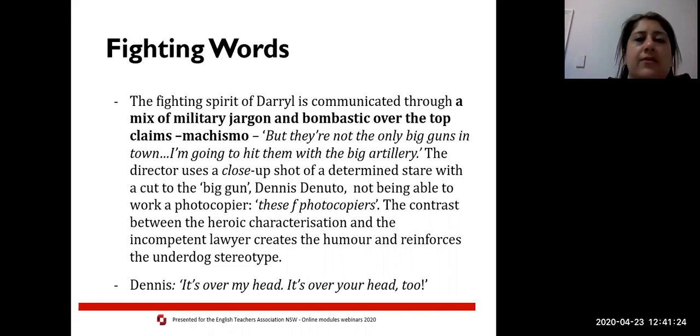Dennis, however, remains rightly realistic. It's over my head, it's over your head too. But sometimes heroes or underdogs are made by removing assumptions about what's over our heads. And that's why Daryl comes in as this persistent, enduring, resilient man who is overcoming assumptions and testing the Goliath in the midst.